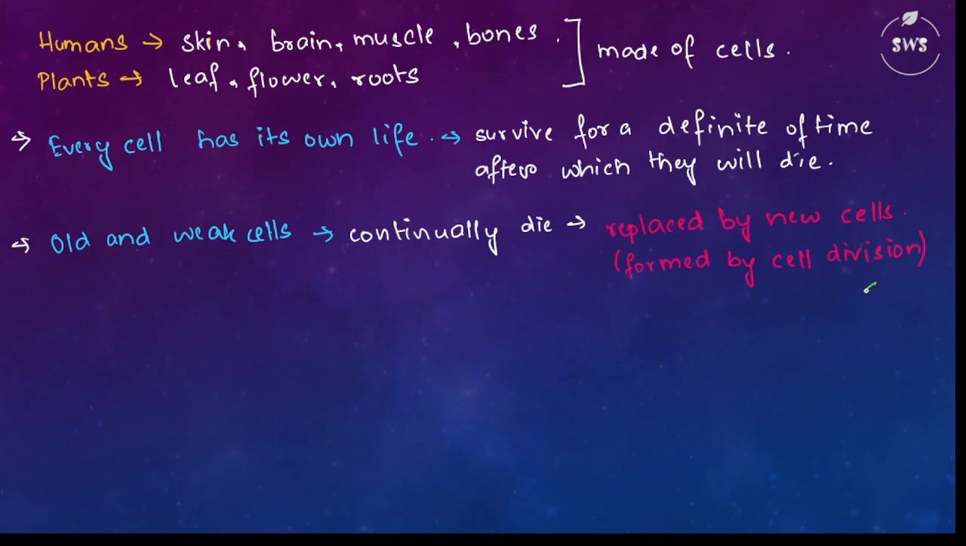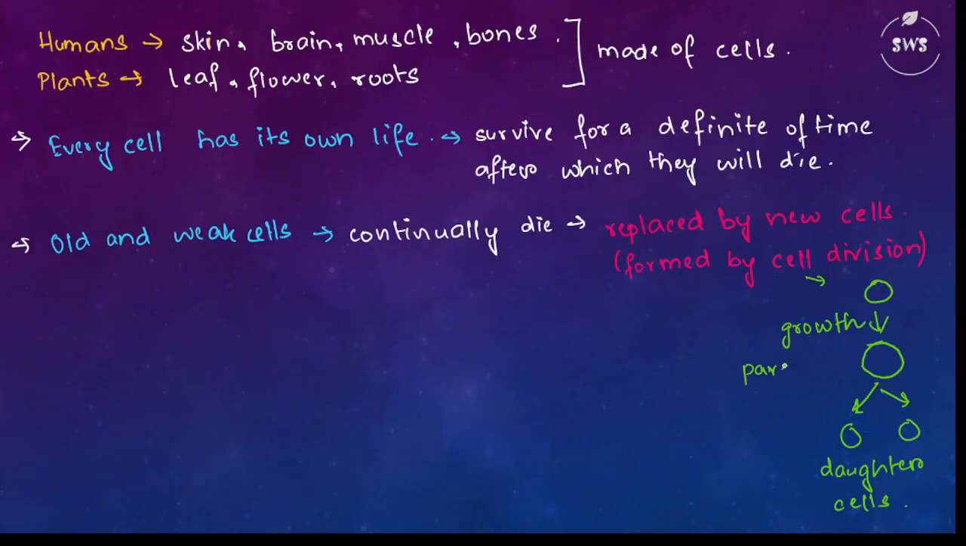Let me choose a color. Suppose this is a cell. How does cell division happen? The cell will grow first. It will grow in size, and the components inside the cell will increase. And then the cell will split itself and form two daughter cells. This is the parent cell. This is simple cell division.